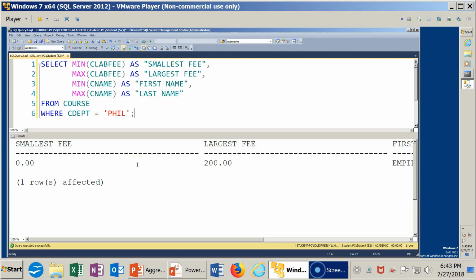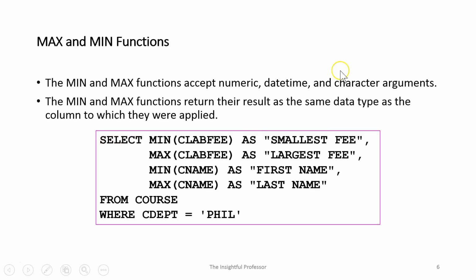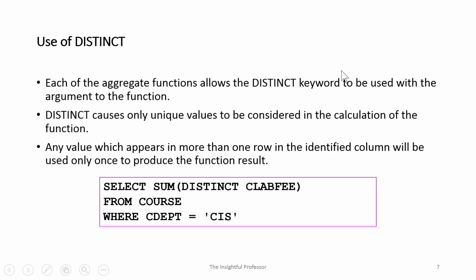Okay, so now that's the min and the max. Back to our presentation, see what else we have. Well, what happens is there's a special keyword that can be used in our query as an additional argument to an aggregate function. This is called distinct.